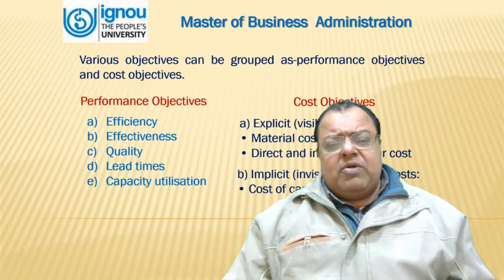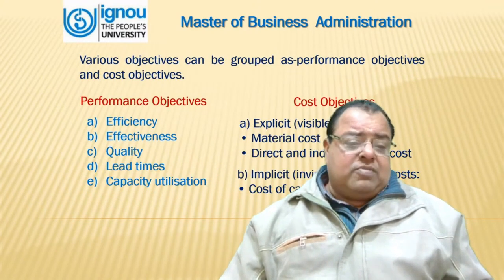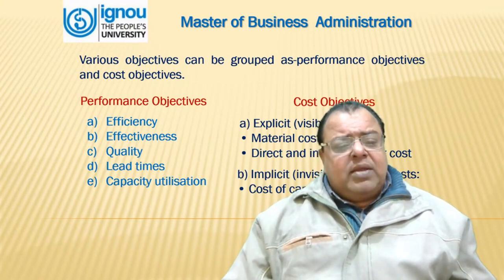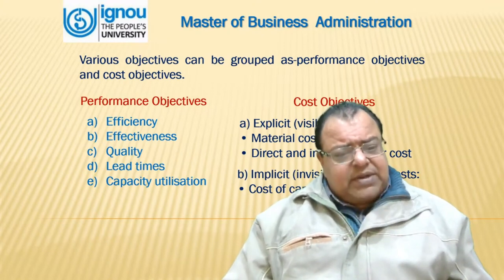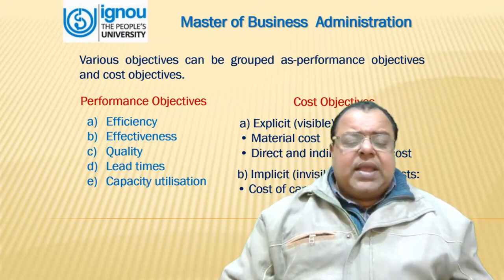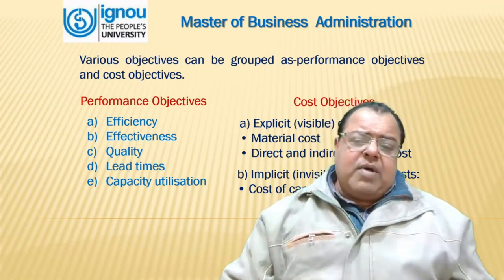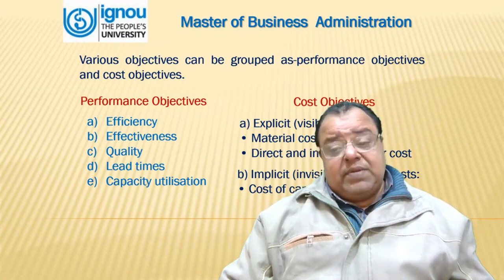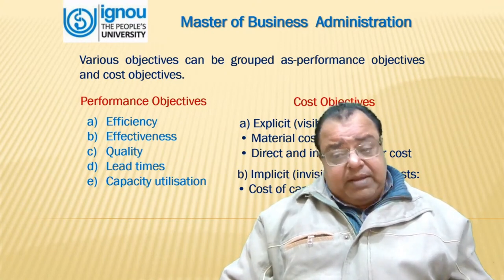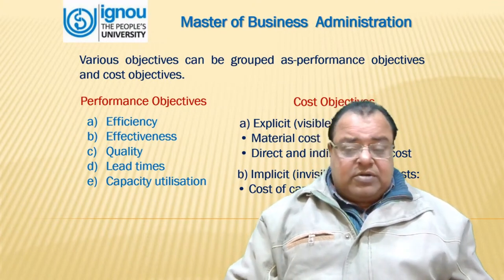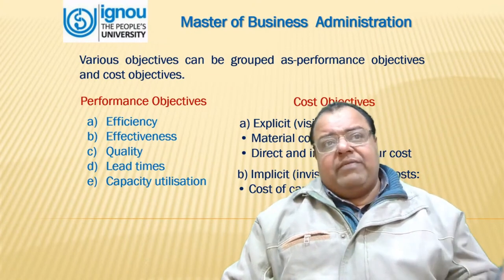Various objectives can be grouped as performance objectives and cost objectives. If we talk about the performance objectives, they are in the form of efficiency, effectiveness, quality, lead times, capacity utilization. And if we talk about cost objectives, the first is explicit, that is visible cost, which is in the form of material cost, direct and indirect labor cost. And the second one is implicit, that is invisible or hidden cost, that includes cost of carrying the inventory from one place to another.